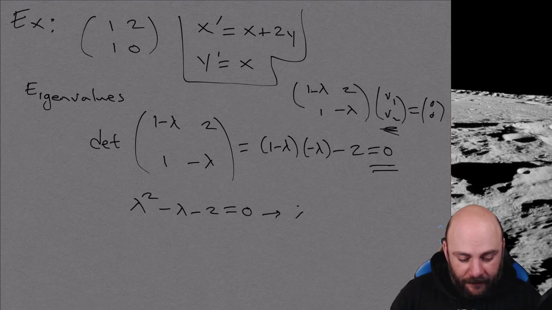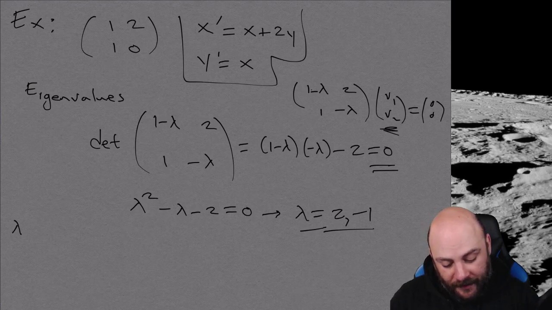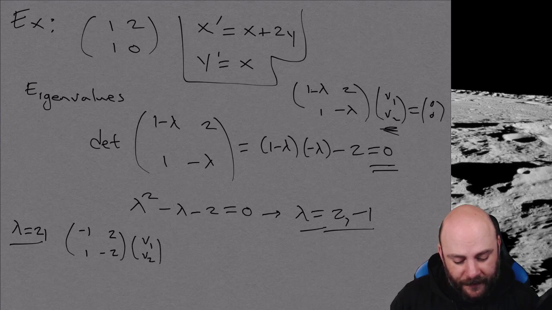What we get from here is lambda equals 2 or negative 1. You can work it out. So now these are my eigenvalues, 2 and negative 1. Now what we're left to do is to figure out what the eigenvectors are that correspond to them. For lambda equals 2, this matrix becomes negative 1, 2, 1, negative 2. I'm multiplying that by v1, v2, and setting that equal to the 0 vector.